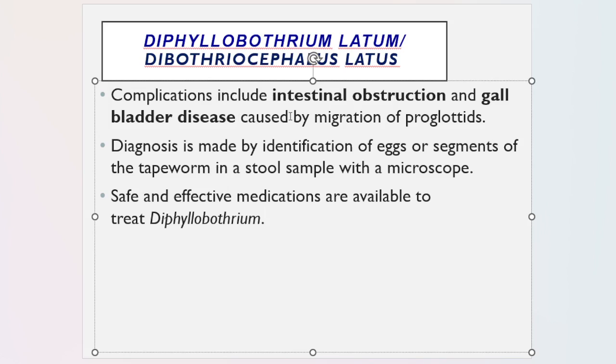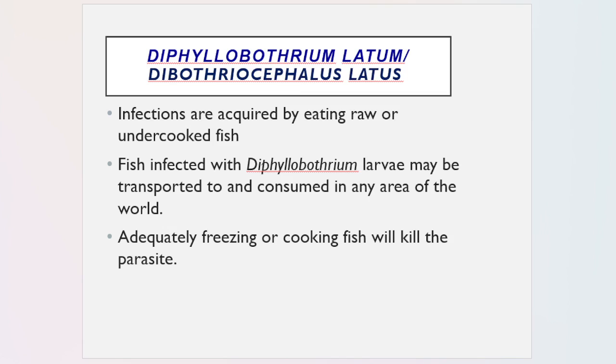Kasi yung 15 meters na yan, it will only coil itself in your intestine. So, imagine 15 meters. And it can also cause gallbladder disease, caused by migration of the proglottids to different sites. Diagnosis is made by the identification of eggs or segments of the tapeworm in the stool sample with a microscope. Safe and effective medications are available to treat Diphyllobothrium.